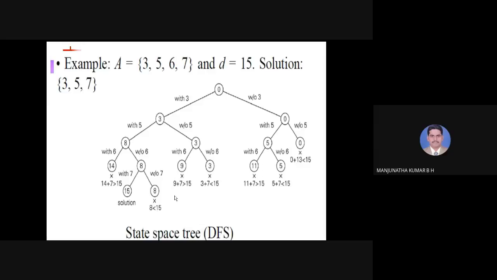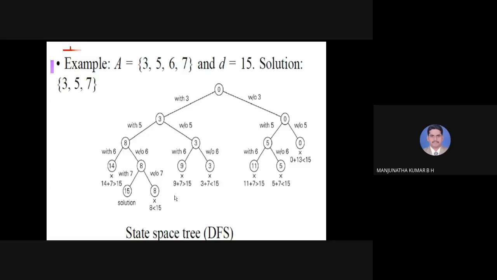Backtrack. Another choice left is without 6. Now your sum is 5 only. For 5, you add the remaining element 7. 5 plus 7 is 12, which is lesser than 15. So it is again a non-promising path. Backtrack to 5 and backtrack to 0. One choice is left, that is without 5. Without 5, the sum remains as 0 only. And again, if you explore this, what are the remaining elements?